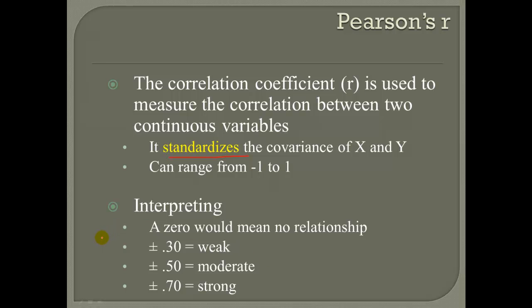And again, different authors and different statisticians give different interpretations on that, but that's what we'll have for this class. So if you had 0.30 negative, that would be pretty much a weak negative relationship. Obviously, a positive value would be a weak positive relationship. So you want to remember that. You want to remember how to interpret based on these rules of thumb.